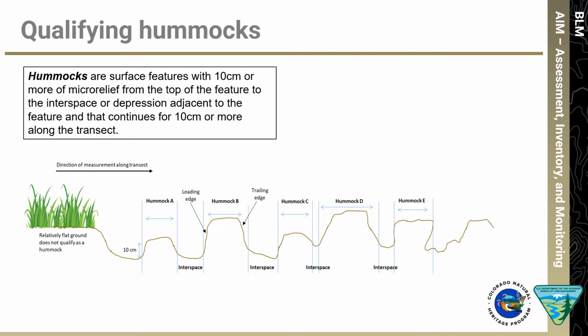Because the height requirement applies to both the leading and trailing edge of a feature, it is important to measure both sides before ruling out a feature as non-qualifying.